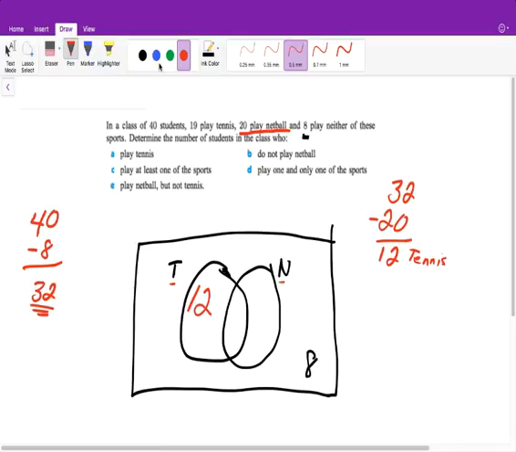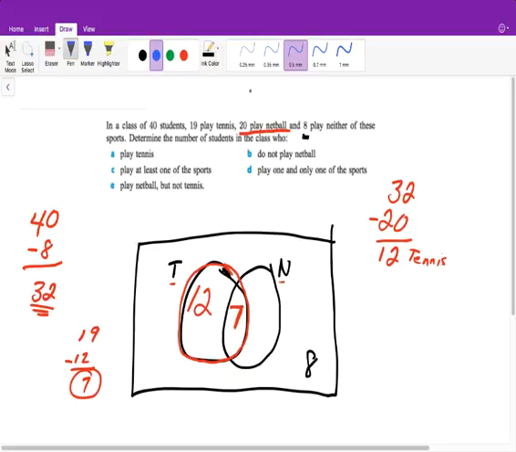All right? Now 19 play tennis. So that means here, this entire circle, there's 19 people that have to play tennis. We've already said 12 play only tennis. So if we want to find out the number that play both tennis and netball, we can do 19 minus 12. That's equal to 7. So that 7 has to play both tennis and netball.